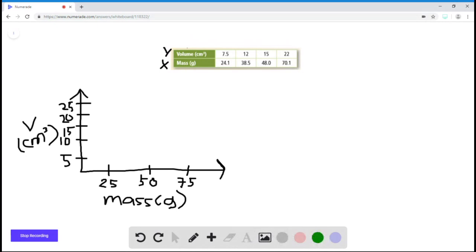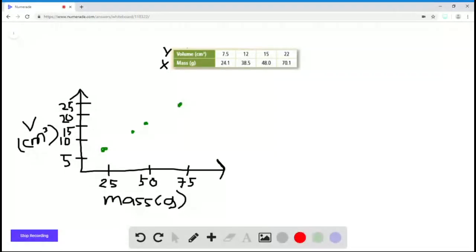So we have a mass of 24.1 and a volume of 7.5, so that point would be approximately here. Then we have a mass of 5 and a volume of 12, so the point is approximately here. Then we have 48 versus 15, and finally we have 70.1 and 22.